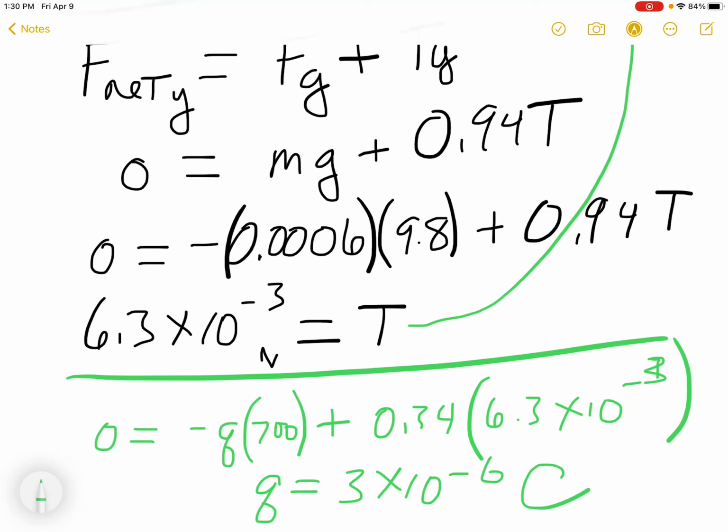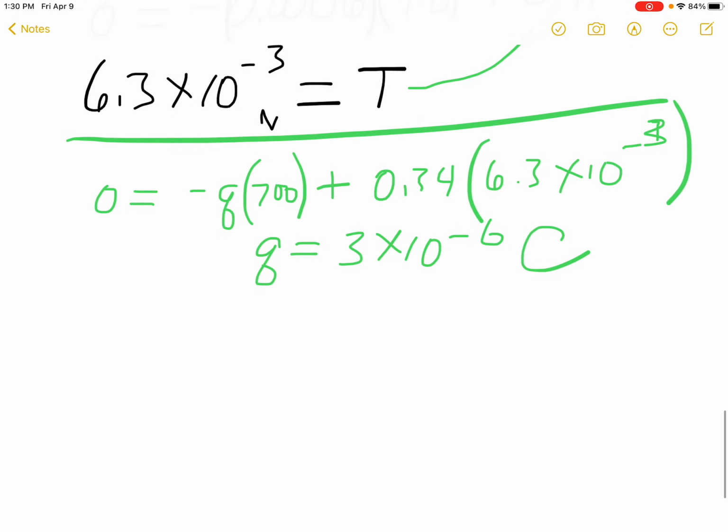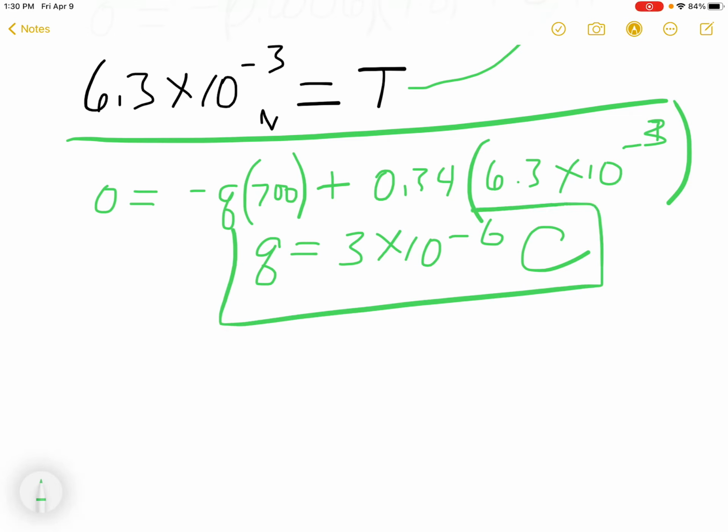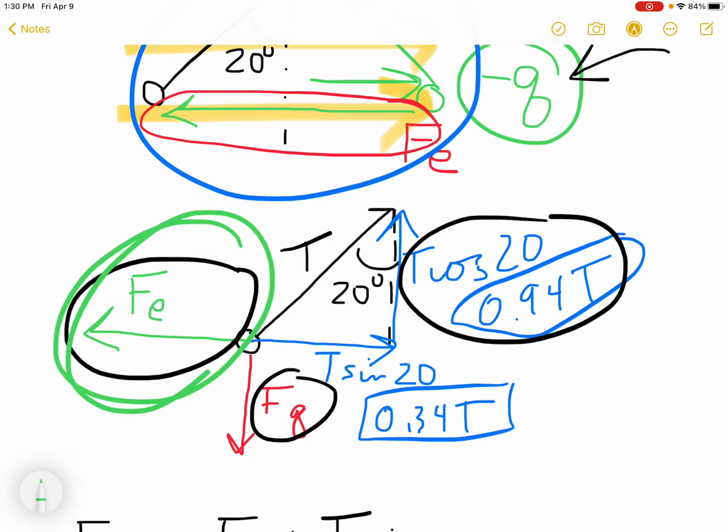Now, what's interesting is this came out to a positive number. And that's because we were just determining the magnitude of this force. What we have to do is go back to figure out its direction. We already did it, but we have to go back and see why this answer is coming out positive right here. Because that's the magnitude of Q. But when we go back here, we determined that in order for this to work, the electric force had to be to the left.